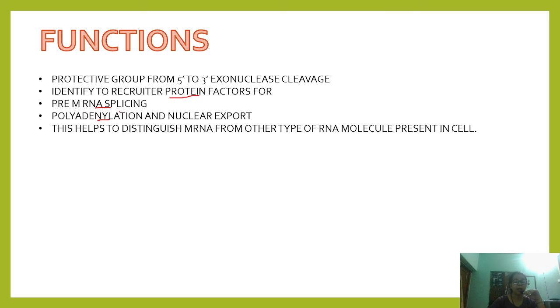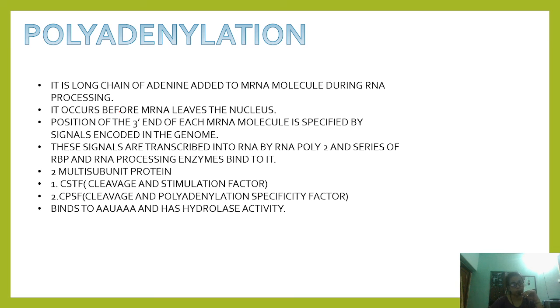And capping helps us to distinguish between the different RNAs, because rRNA and tRNA are also present. So the capping process helps us to distinguish between the mRNA and the other RNAs which are present in the nucleus or the cell, you can say. So this is all about the first modification process, that is capping. Moving to the second modification process, that is polyadenylation.